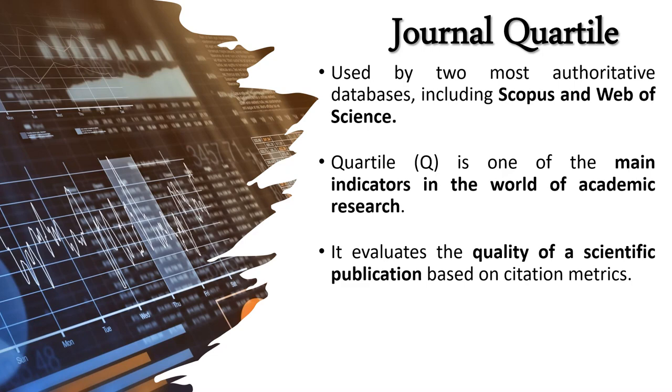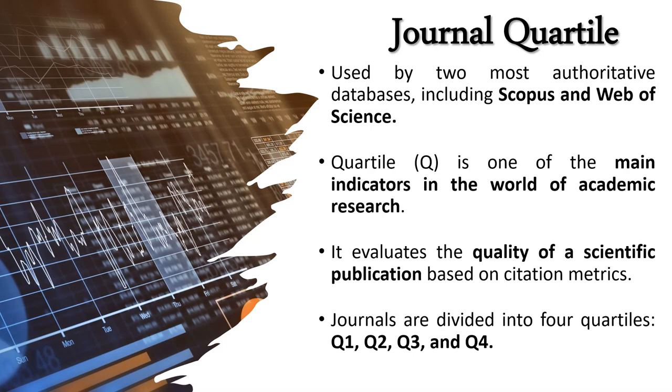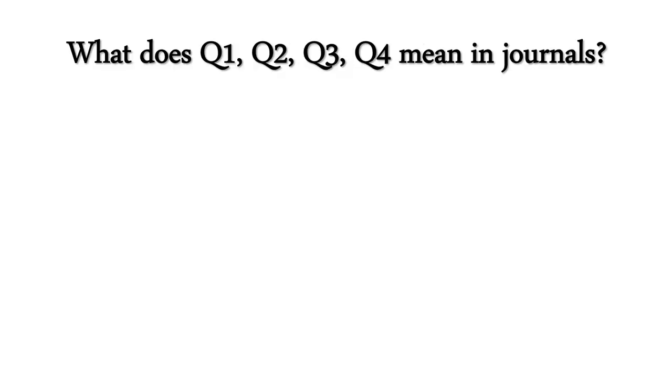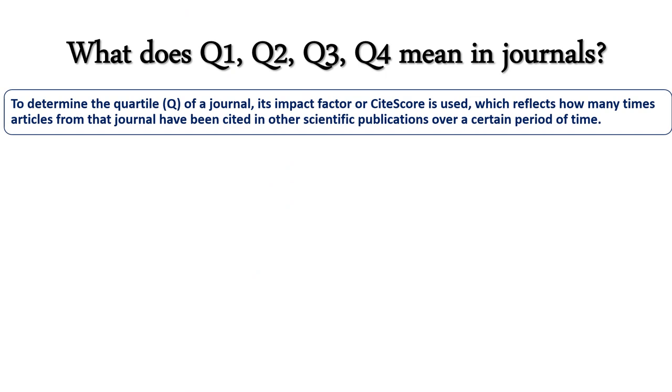Most of the metrics of the journals are decided by citations, which is the deciding factor. So journals are normally divided into four quartiles. The quartile classification divides journals within a subject-specific category into four equal groups, or quartiles, based on their citation impact and influence. This is Q1, Q2, Q3 and Q4.